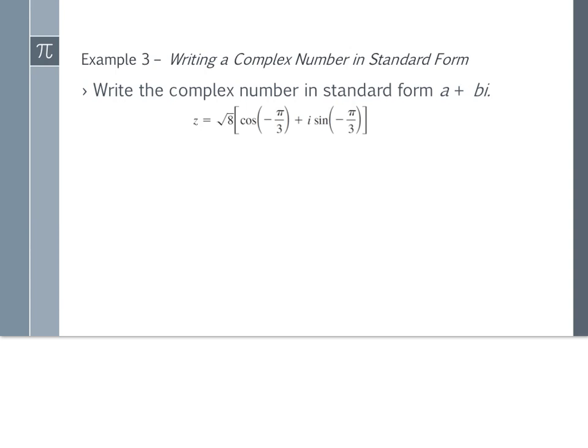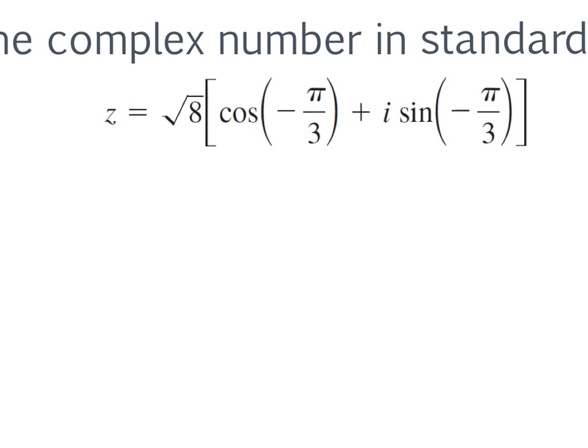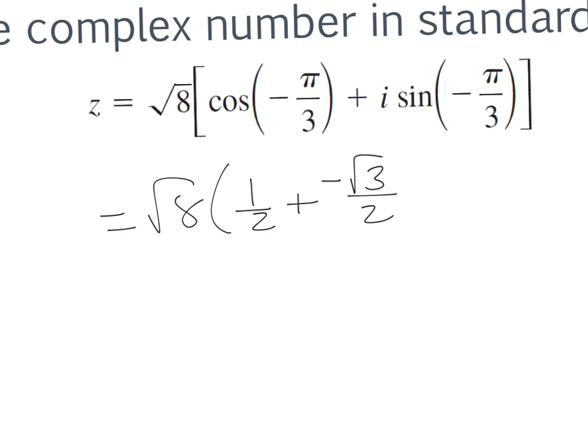And now let's say I was going backwards. So now I want to write the complex number in standard form. So I'm going to go ahead and evaluate what's in the grouping symbols. Cosine of negative pi over 3 is going to be a half. And sine of negative pi over 3 is going to be negative square root of 3 over 2. And don't forget I. Then let's simplify 8 to 2 radical 2, and then distribute.